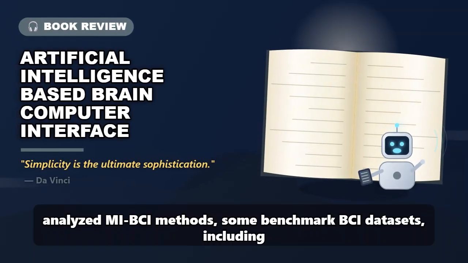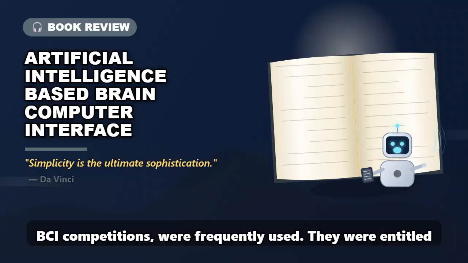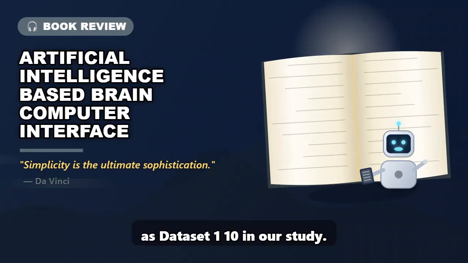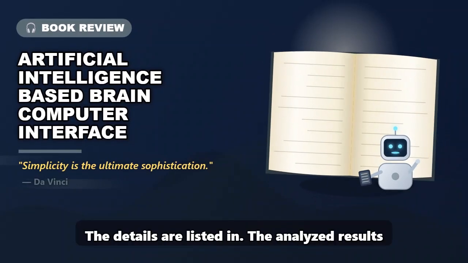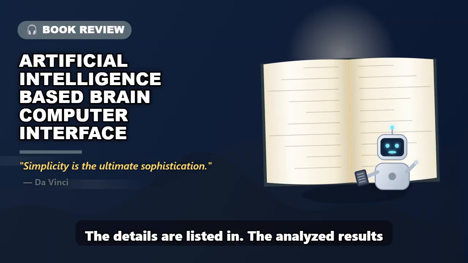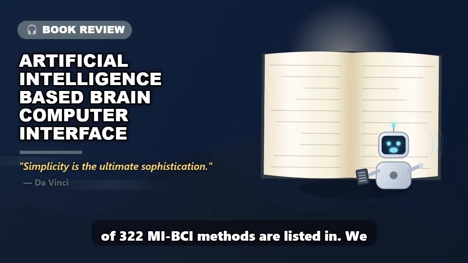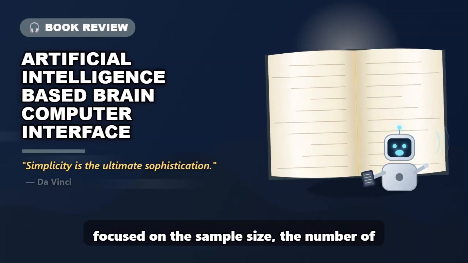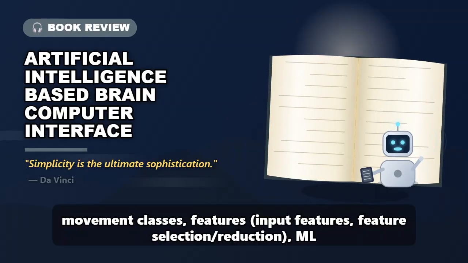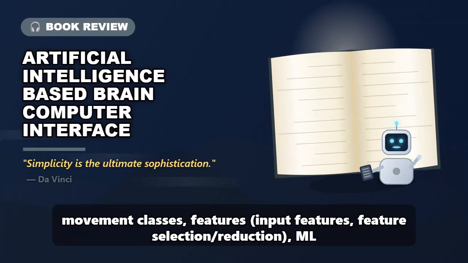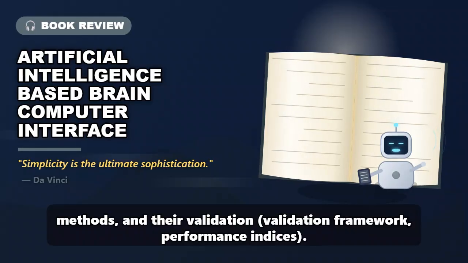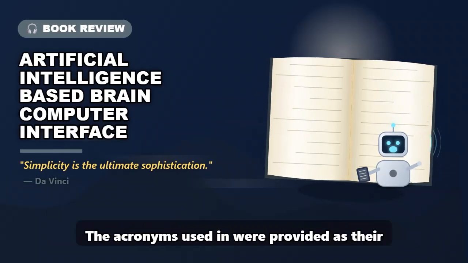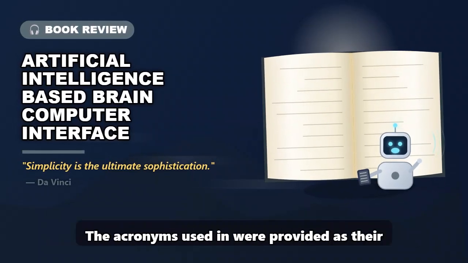Some benchmark BCI datasets, including BCI competitions, were frequently used. They were entitled as Dataset 1 to 10 in our study. The details are listed in. The analyzed results of 322 MIBCI methods are listed in. We focused on the sample size, the number of movement classes, features, input features, feature selection/reduction, ML methods, and their validation framework, performance indices. The acronyms used in were provided as their footnote.